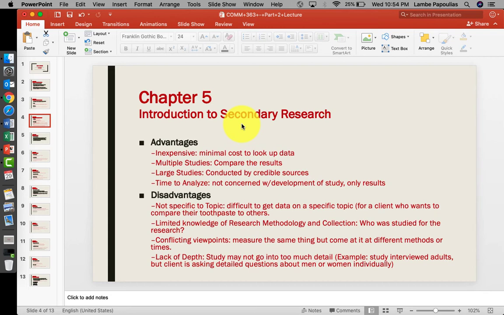Also, a lack of depth. The study may not actually go into much detail. For example, the study interviewed adults, but the client is asking detailed questions about men or women individually. So if you're looking at secondary research and getting this information on adults, but you need to compare the differentiation between males and females, you might not be able to do that. So now you might have to go back to conducting your own primary research.